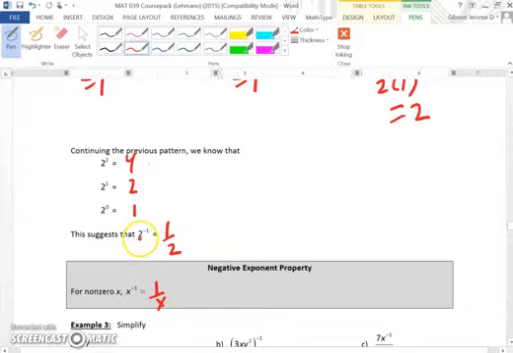Now, if you notice here, this 2 to the negative 1 became 1 over 2 to the first, which was 1/2. And this is 1 over x to the first, which is 1 over x. Because listen, whenever you deal with a negative exponent, you take the reciprocal of the base, and the exponent still stays with the base, but the exponent will become positive. Does everyone follow that?